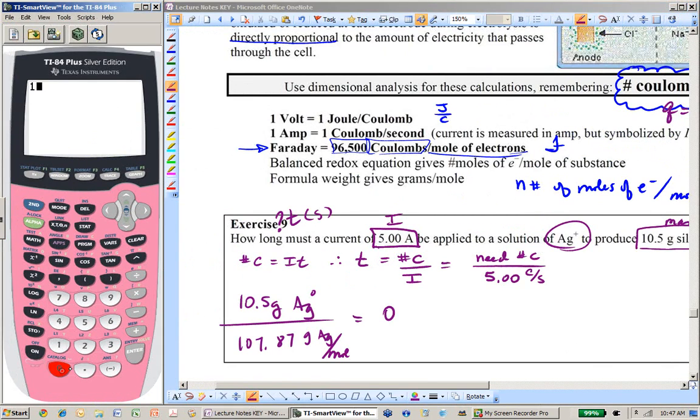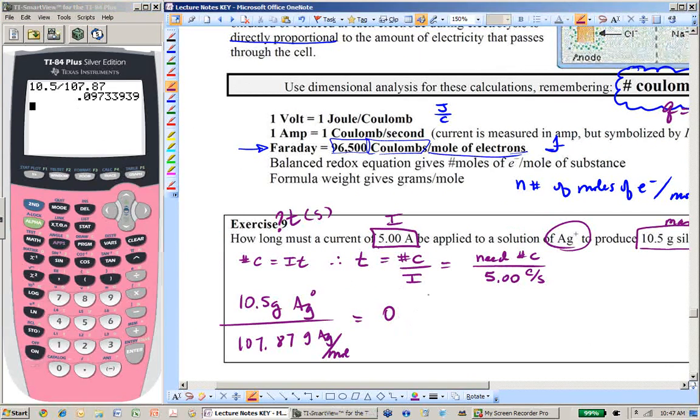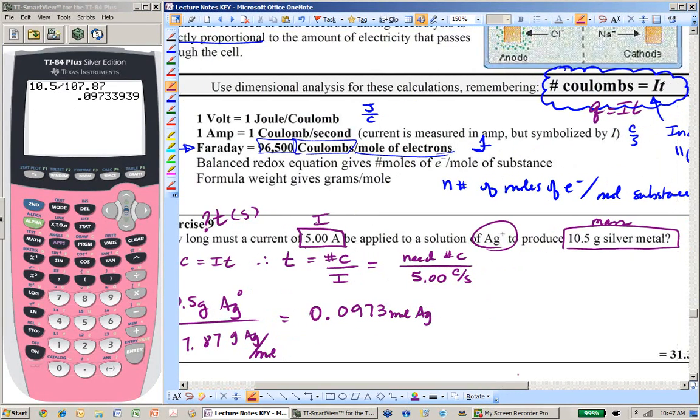So 10.5 divided by 107.87 equals... I knew it was less than 0.0973. I'm just going to leave all that in my calculator, but I'll write down 3 sig figs for good measure. Moles of silver. Therefore, 0.0973 moles of electrons are needed.